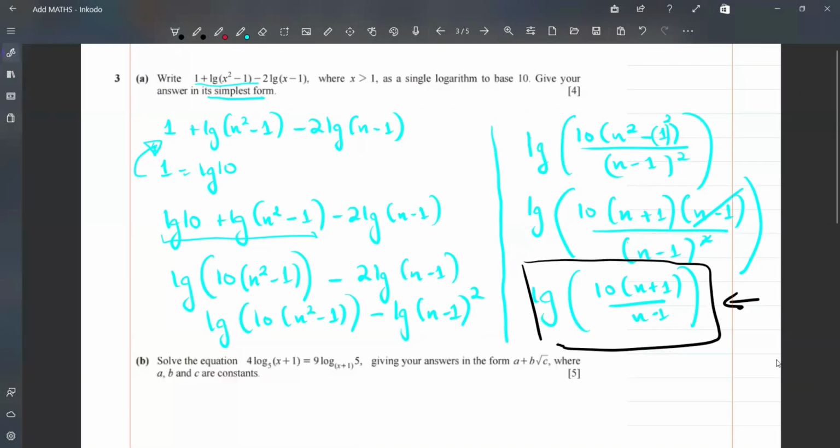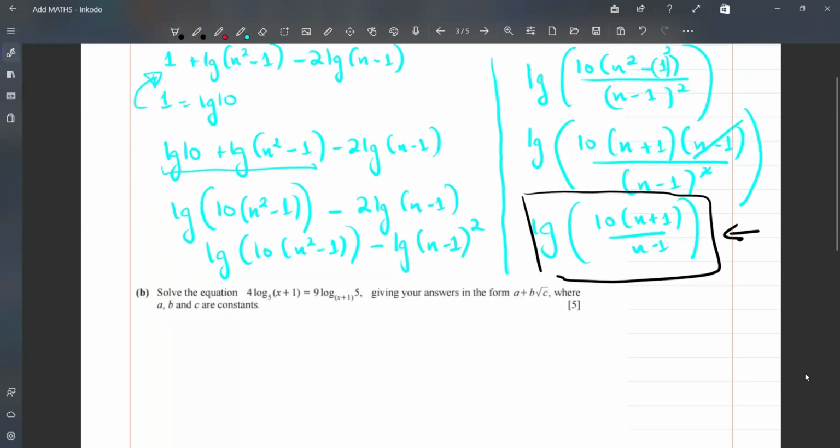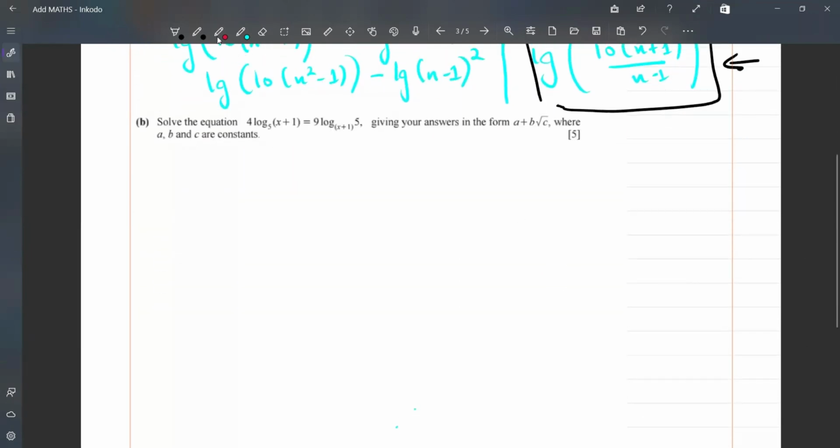Look at part B of this question. Part B says, solve the equations, giving your answers in the form a plus b under root c, where a, b, and c are constants. Okay, so let's just rewrite this first: 4 log₅ x plus 1 is equal to 9 log_x 5 plus 1.